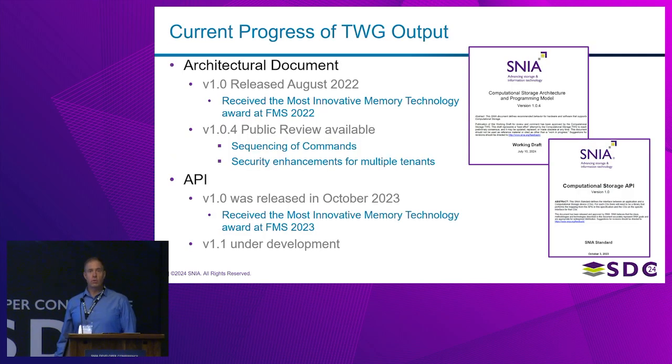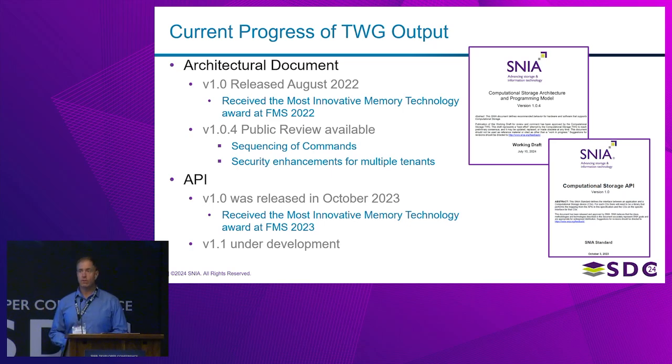All right, so where are we? Currently, the Computational Storage TWG has developed two different documents. We've got an architecture and programming model document. Version 1.0 was released in August of 2022 and received a Most Innovative Memory Technology Award at FMS in 2022. We're currently working on a version 1.0.4 that is available for public review.